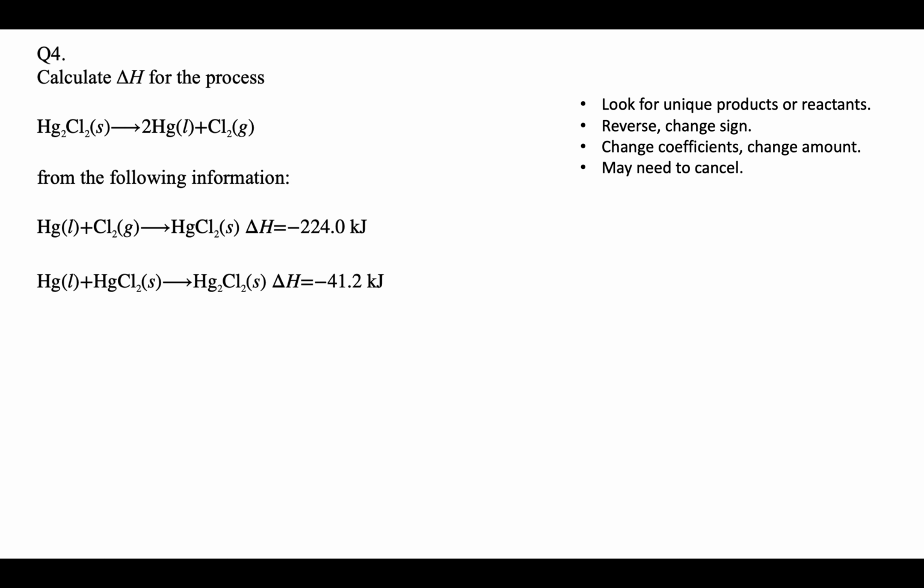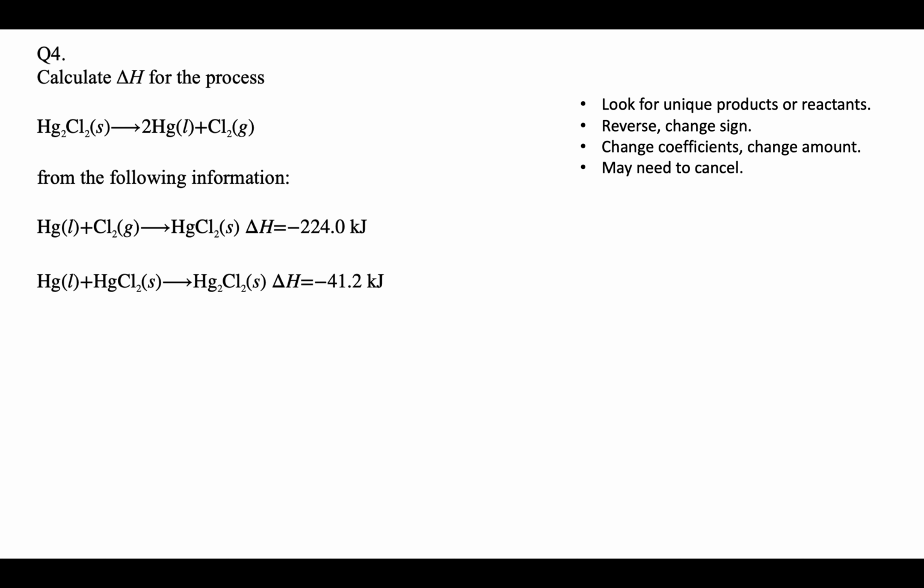This is a Hess's Law problem. My reminder for this one for myself: I first want to look for unique products or reactants to match up. When I reverse an equation, I'm going to change the sign. If I change the coefficients, I change the amount for the delta H, and I may need to cancel along the way.